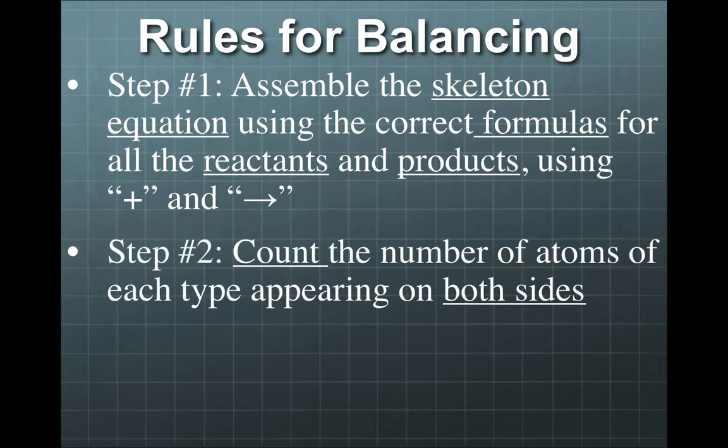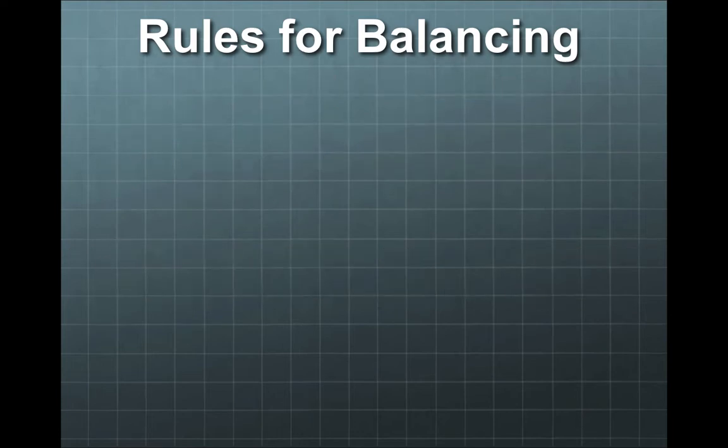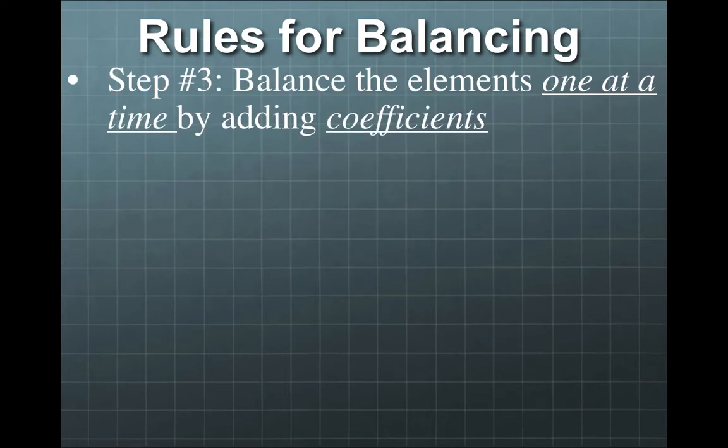Okay, after you write the skeleton equation, you need to count how many atoms of each element are on both sides of the equation. We'll do an example in a second. Then, if the number of elements is different on one side and the other, you have to balance them by adding coefficients. Sometimes the equation will be written already balanced and you don't have to add anything. Those are uncommon, but they do happen.